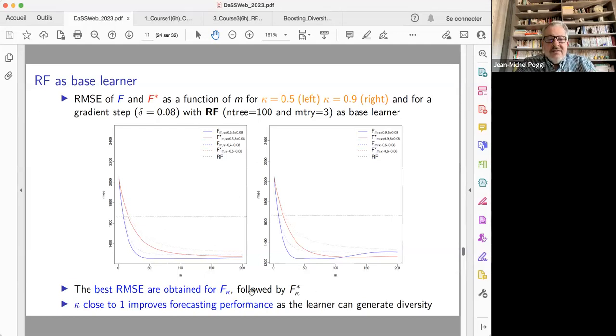And this confirms that if you take kappa close to 1, you improve forecasting performance. You push the kappa value close to 1. You need to be less than something around 1 to prevent explosion. But it seems that on this illustrative example, you have an interest in increasing the diversity parameter.